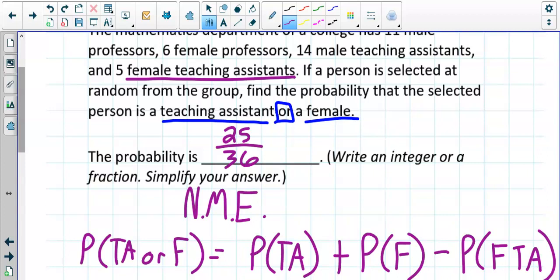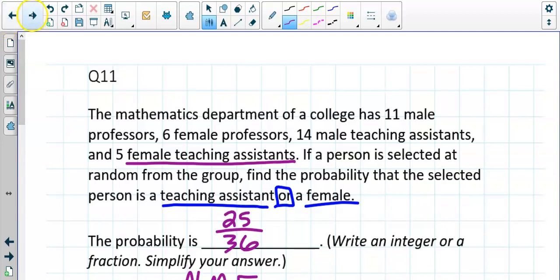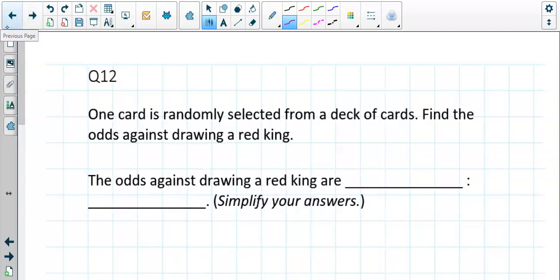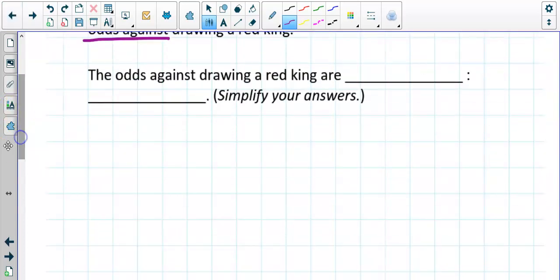Okay. Almost done with chapter 11. So, chapter 12. One card is randomly selected from a deck of cards. Find the odds against drawing a red king. So we want the odds against. When you're doing odds against, odds are not like probabilities. You will not put this over a total.